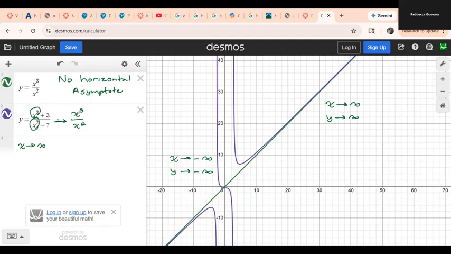So as that happens, you basically end up with your x cubed over your x, which is just x. So if x is going towards infinity, then your whole function is also going towards infinity.